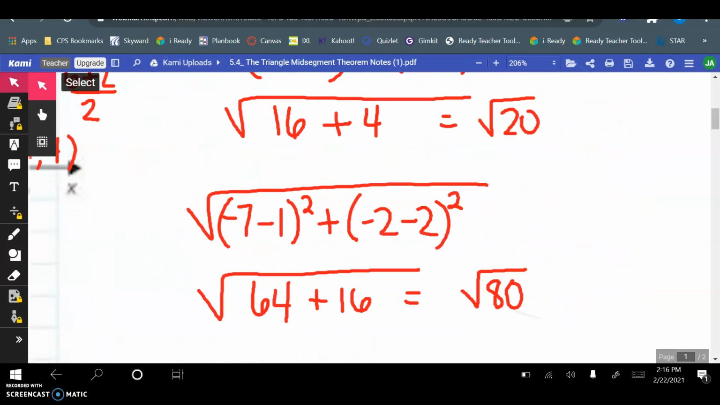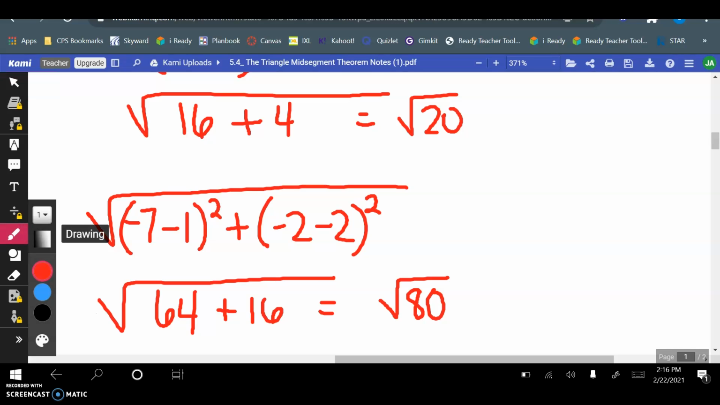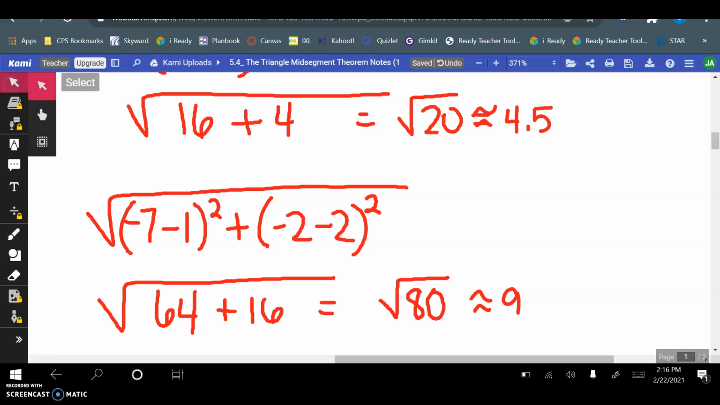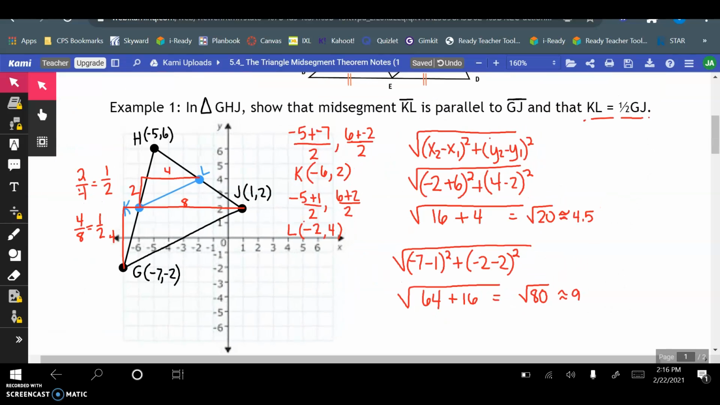Now, I want to prove that that top one is half the size. So in my calculator, I typed in the square root of 20, and it came out to be about 4.5. Then I typed in the square root of 80, and it came out to be about 9. So 4.5 is definitely half of 9. That proves that KL is half of GJ. So there's a lot of work in one little problem there.